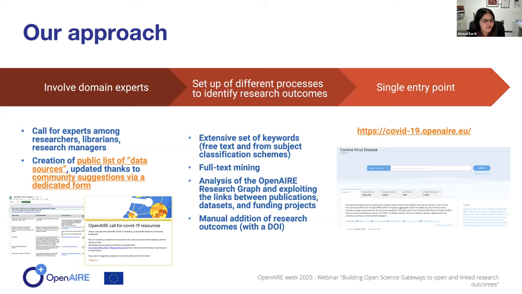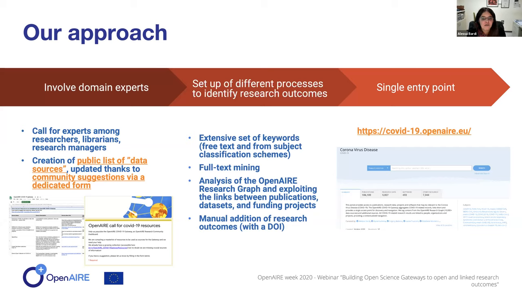And with this support, we created a public list of data sources, which we keep updated thanks to the suggestions from the communities. We created a Google form where people can suggest resources. And these include both data sources that we can harvest from OpenAIRE in order to have the resources in the gateway, but also websites that are addressing topics in COVID-19.